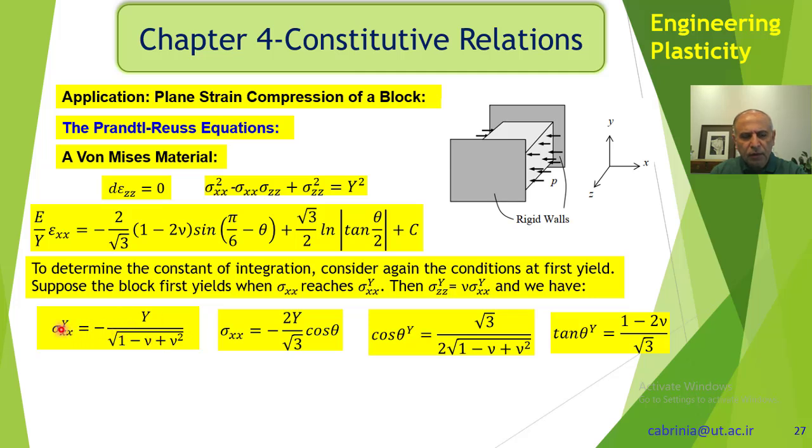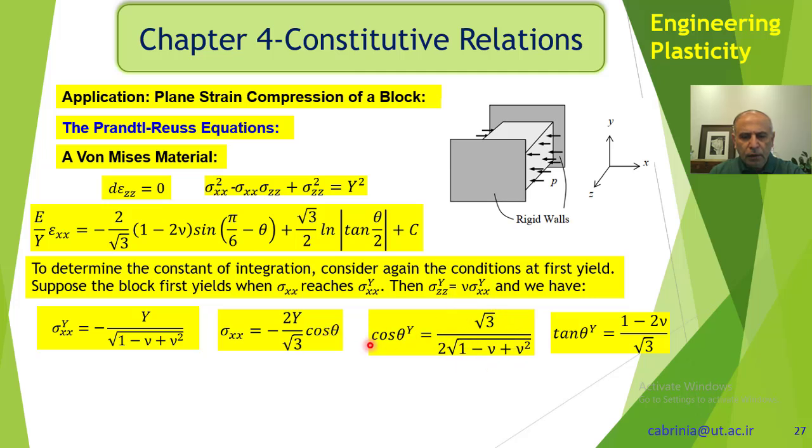Because as I said, the point of yielding, the first point, coincides on the boundary of the elastic plastic, so you can use both equations. In fact, if you use the elastic and if you use the plastic relationships, they must give you the same value on that point. So that's why we are using this. We are putting the value for the yield, so we get this. And cos theta y, if you put sigma xx equal to this, then you get cos theta y.